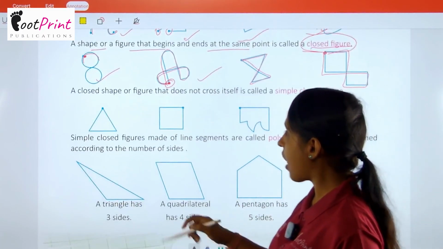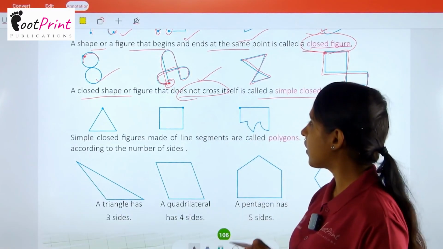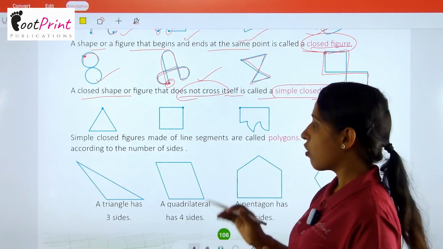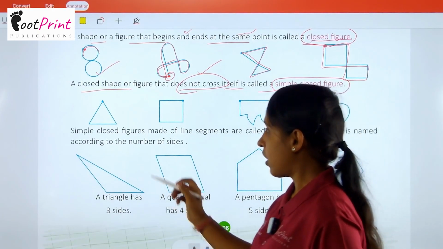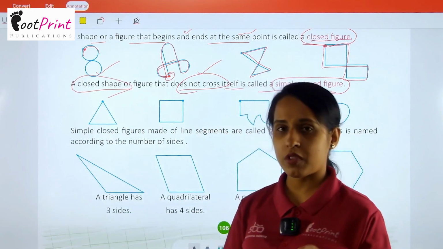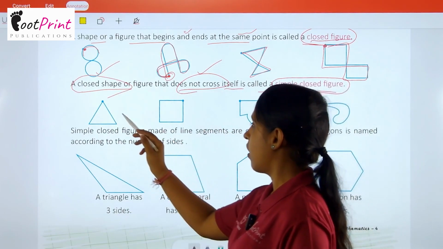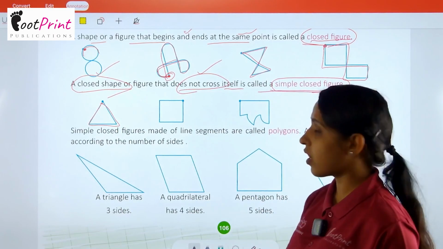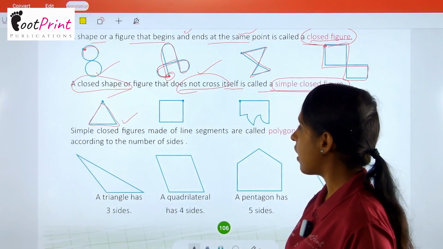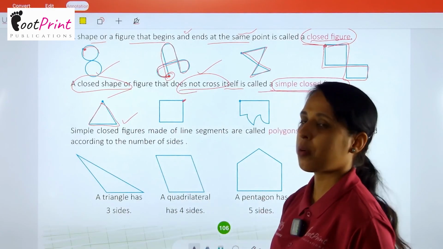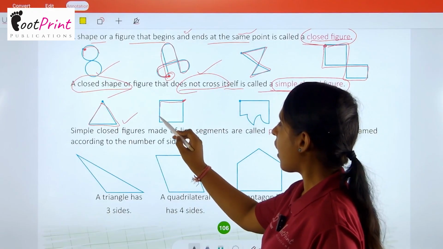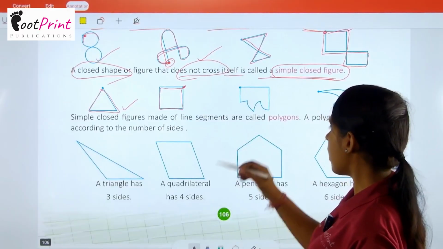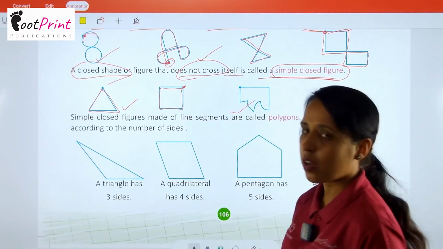Again, next we have a closed shape or figure that doesn't cross itself, called a simple closed figure. तो ऐसी फिगर जो क्लोज शेप की होती है. क्लोज शेप कौन सी? स्टार्टिंग एंड एंडिंग पॉइंट सेम हो जिसका, लेकिन ये एक दूसरे को क्रॉस नहीं करते हैं, तो they are called simple closed figures. For example, here and in this also we have the ending point and starting point the same and the figure is not crossing itself. Okay, in this also and this one also.